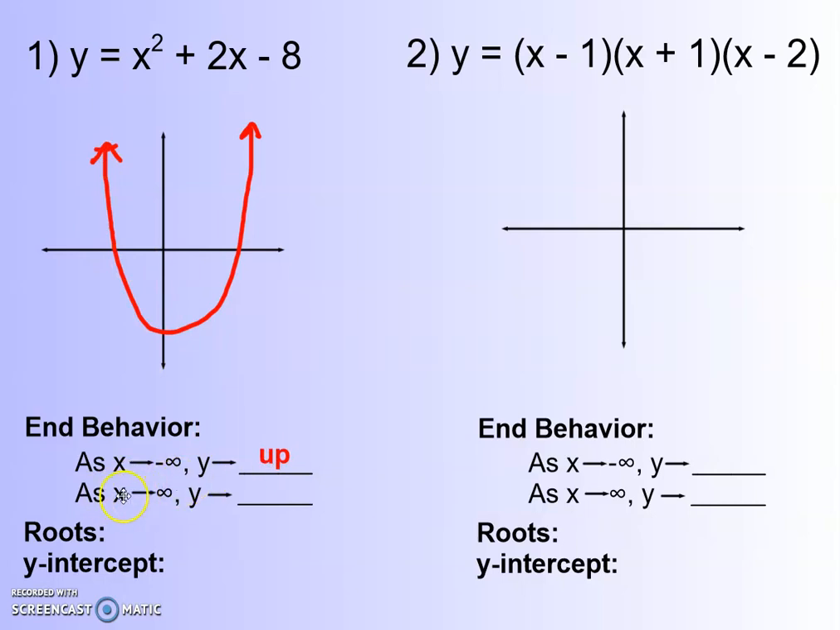And then this end behavior, as x goes towards positive infinity. So as x is moving to the right, as I move along this graph to the right, what's my y value doing? Well, it's going up. The roots where you cross the x-axis, you can see in your Desmos graph that those roots are at negative 4, 0 and at 2, 0. And the y-intercept is at the point 0, negative 8.